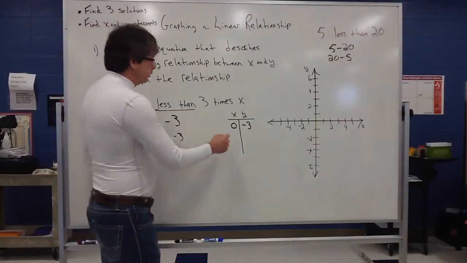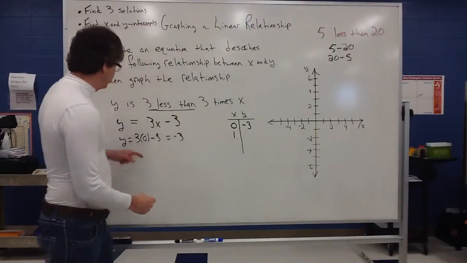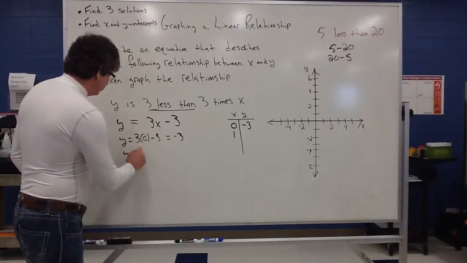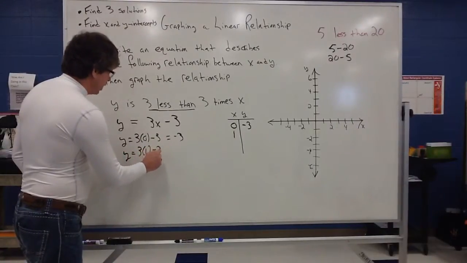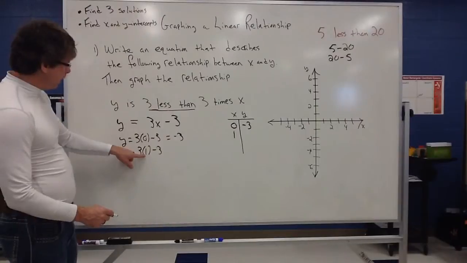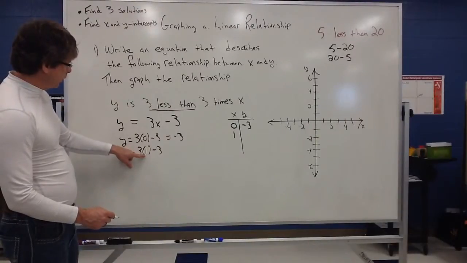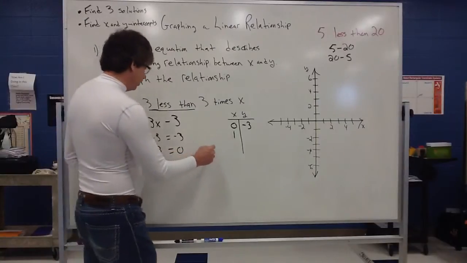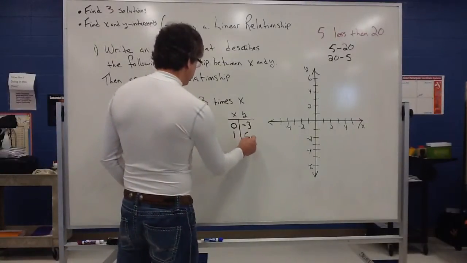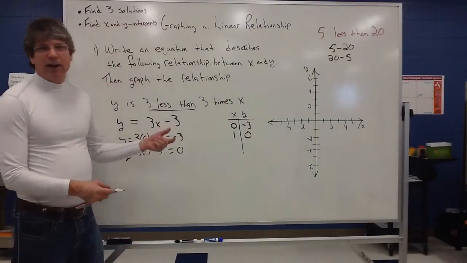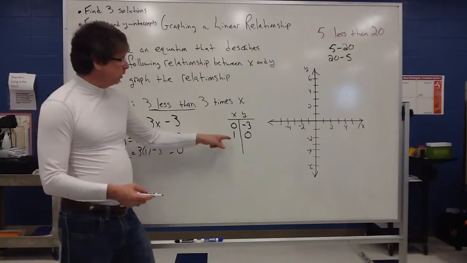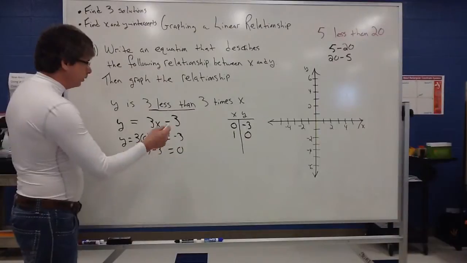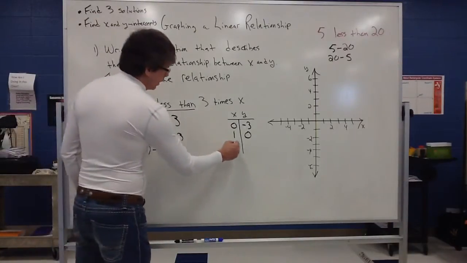And using the 3 solutions, I usually just pick easy numbers. Since this is all no fractional stuff, I would just pick 1. Y is equal to 3 times 1 minus 3. Well, 3 times 1 is 3. 3 minus 3 is 0. So I end up with 1, 0. Ironically, I've actually found the x-intercept. So, and if I want to go ahead and do a third point, that's what I was out to do.